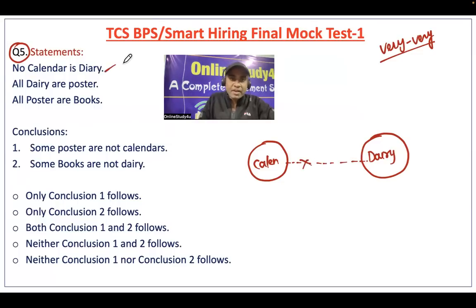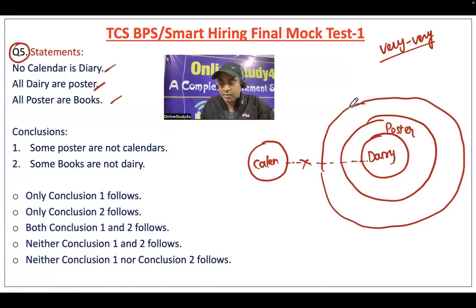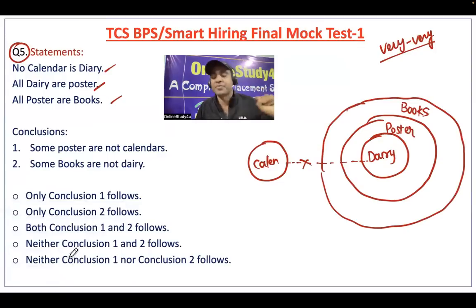Okay, then all diaries are posters. So this is a question from the topic syllogism. And all posters are books. Okay, I hope this diagram is clear to everyone. Because this is a very simple diagram, but now the twist comes here. So some posters are not calendars.